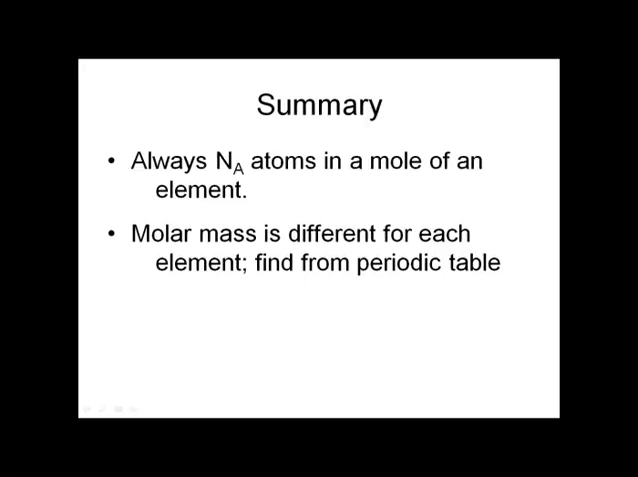In summary, there are always Avogadro's number, or 6.02 times 10 to the 23rd atoms in a mole of an element. However, the molar mass of each element is different. Molar mass can be found from the periodic table.